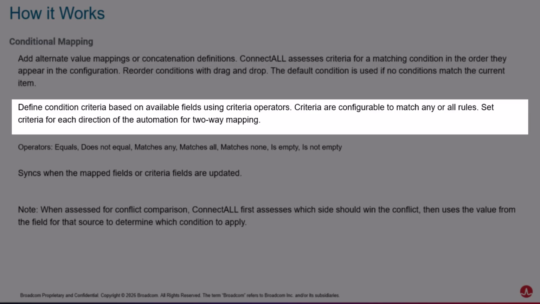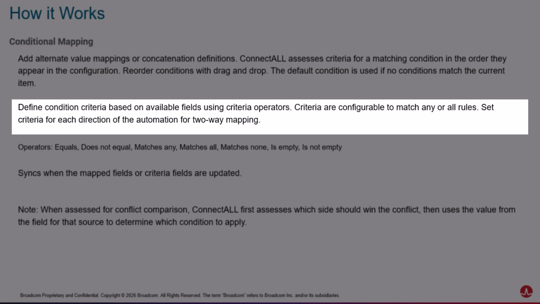You define the condition criteria based on any available fields for the adapter. There are a couple of restrictions for field types or individual fields that just don't make sense for criteria, particularly things like system fields. It's configurable whether a criteria needs to match all of the rules or any of the rules, and I'll show you what that logic looks like in a minute. You do have to set these criteria separately for each direction in a two-way automation.